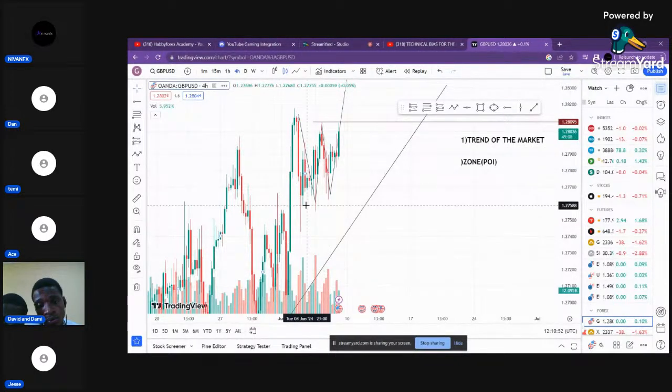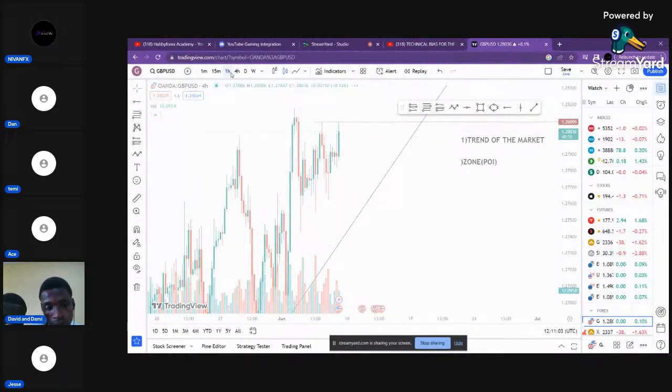Since we have a zone currently, we're predicting that price should break for the buy to be confirmed. Let's move over to the 1 hour time frame and see if we have other confluences there. As I said earlier, the trend of the market currently is bullish, and the confluence we have on our 4 hour is the double top, double bottom that is currently forming on the 1 hour. If you can see, the double bottom is currently forming on the 1 hour.